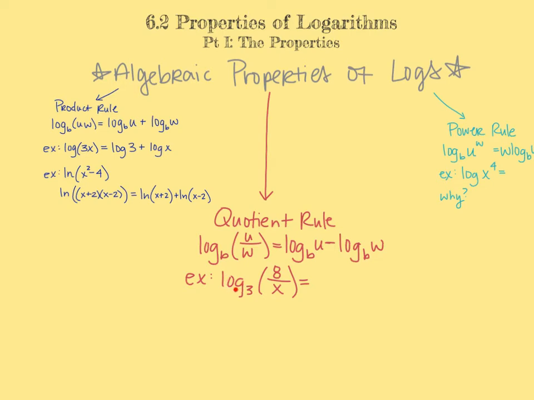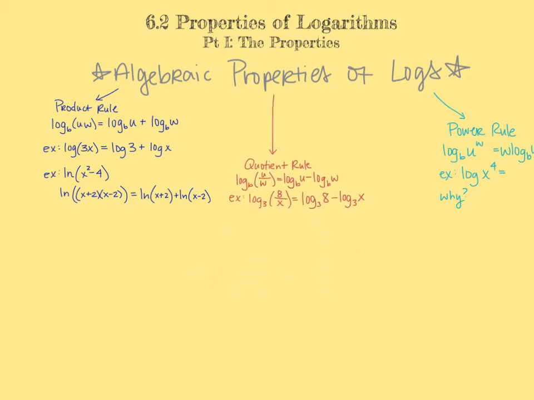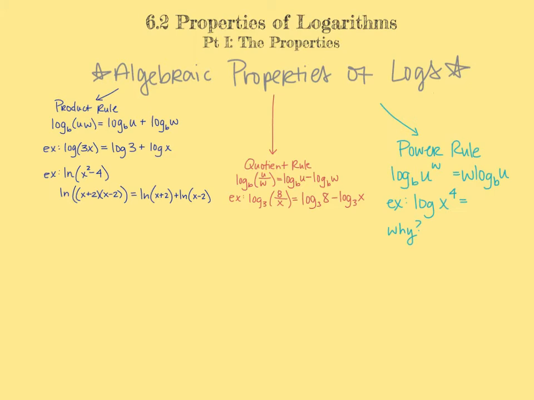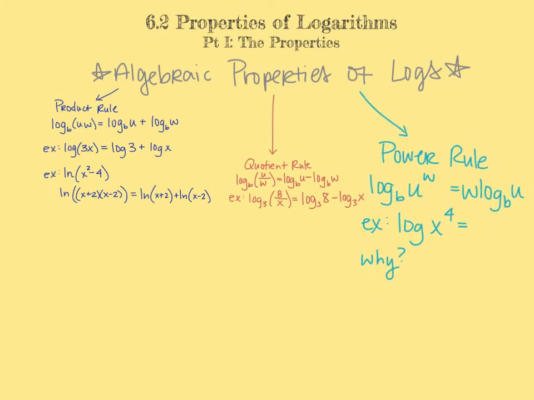For example, we have log base 3 of 8 over x. 8 is our u value, x is our w value. So we can rewrite this as log base 3 of 8 minus log base 3 of x. And that's all I have to say about the quotient rule. Now we have our very last property of logs, and that one is called the power rule.